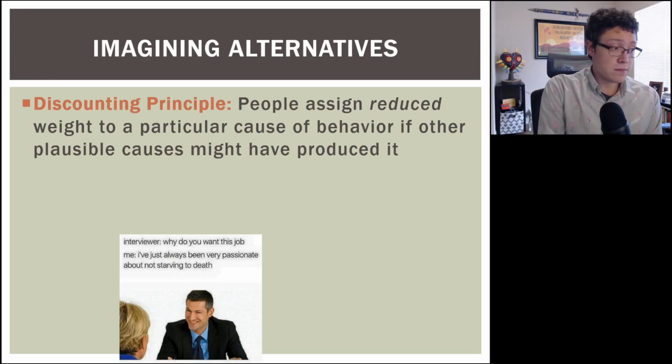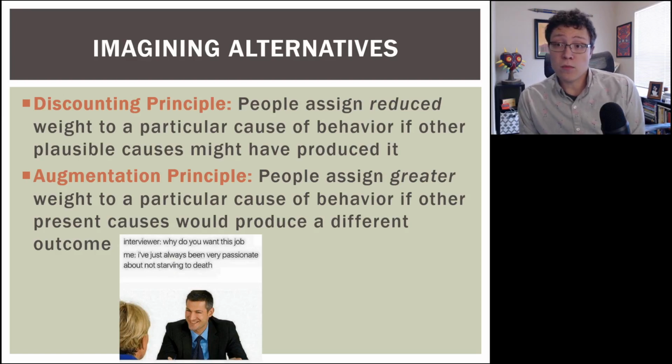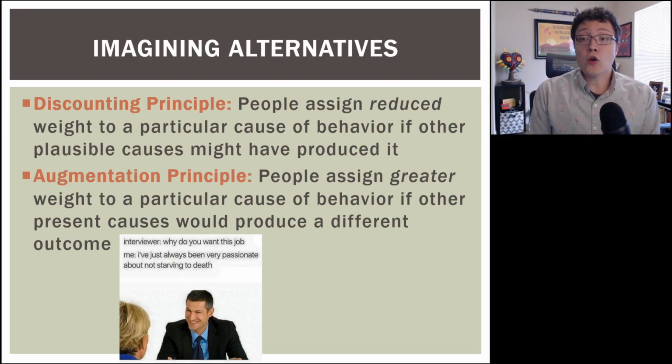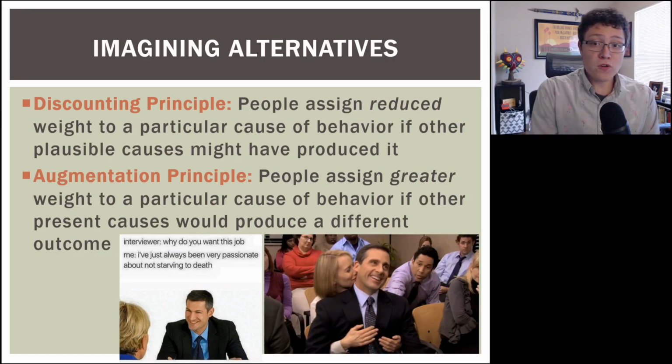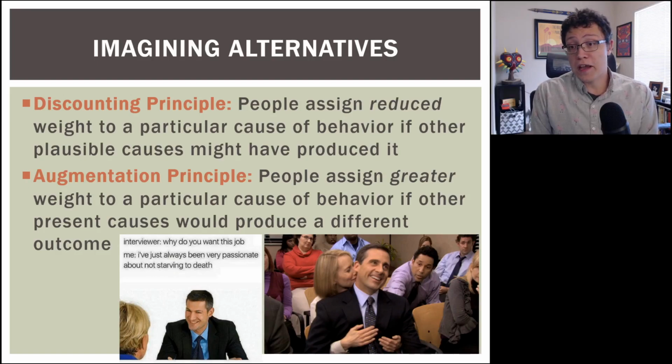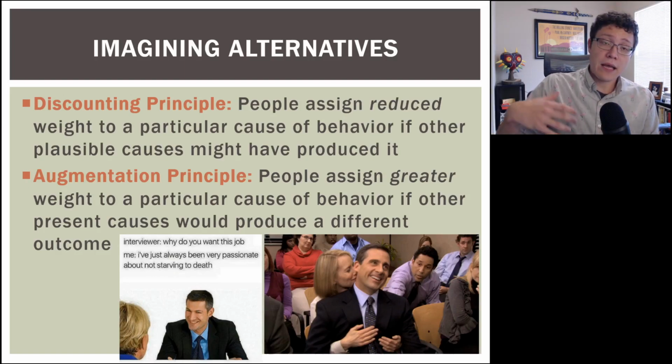But on the other hand, we might use the augmentation principle, right? The reverse of this. We might assign greater weight to a particular cause of behavior if other present causes would produce a different outcome, right? So if you decided to be really, really PDA with your significant other at your job, people would say, okay, that's not only not normal and probably shouldn't be happening, but now I'm going to say you probably really like your significant other because of that. And that's just one example.